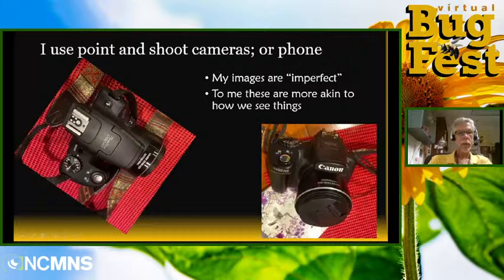I'd like to point out at the beginning that most of these images are mine, and they are with a simple point and shoot camera. I don't try to be a National Geographic photographer because most of us see things a little imperfectly. My 60-year-old eyes certainly are not what they were, but I just think that's a better way to show things.